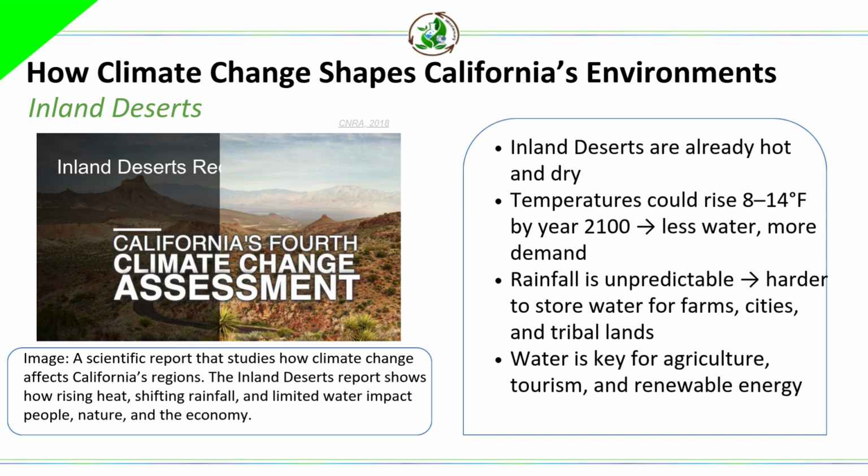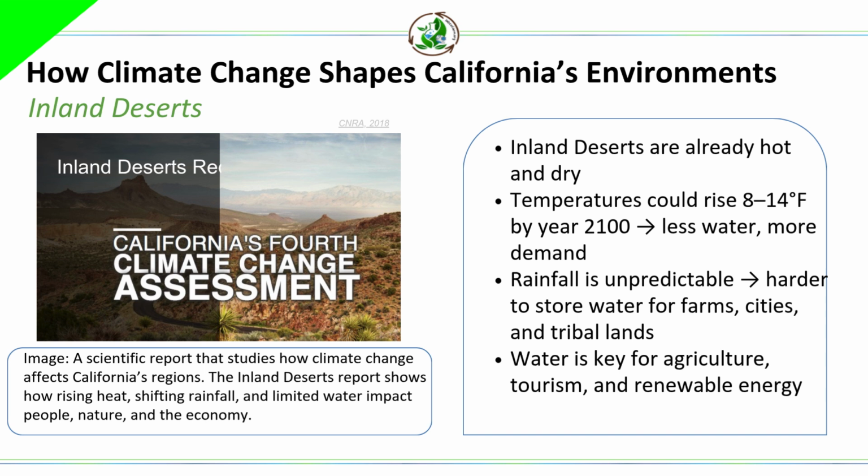Now let's focus on California's inland deserts. These areas are already hot and dry. By the year 2100, temperatures could rise 8 to 14 degrees Fahrenheit. That means even less water and higher demand from people, farms, and cities. Rainfall is unpredictable, which makes it harder to store water for farms, cities, and tribal lands. Water is essential here not just for agriculture, but also for tourism and renewable energy.